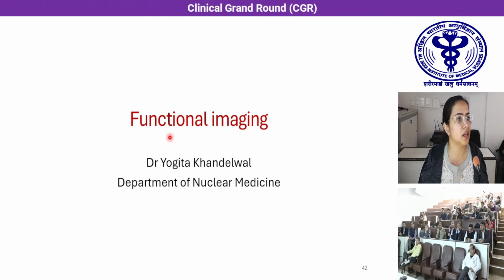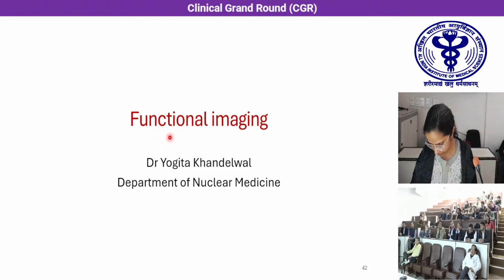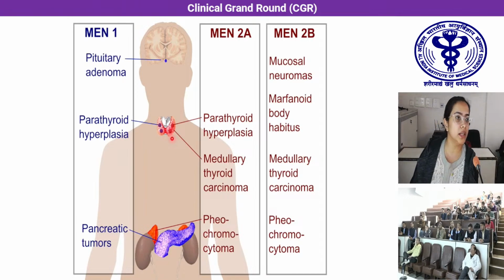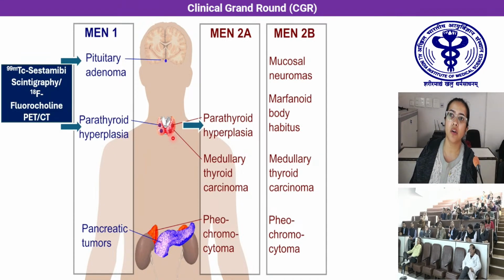Today I'll be presenting the role of nuclear medicine in MEN syndrome. We have a role in imaging as well as therapy. These are the variety of lesions seen in MEN syndrome. For parathyroid hyperplasia, we image by 99m technetium sestamibi scintigraphy or 18F fluorocholine PET CT.